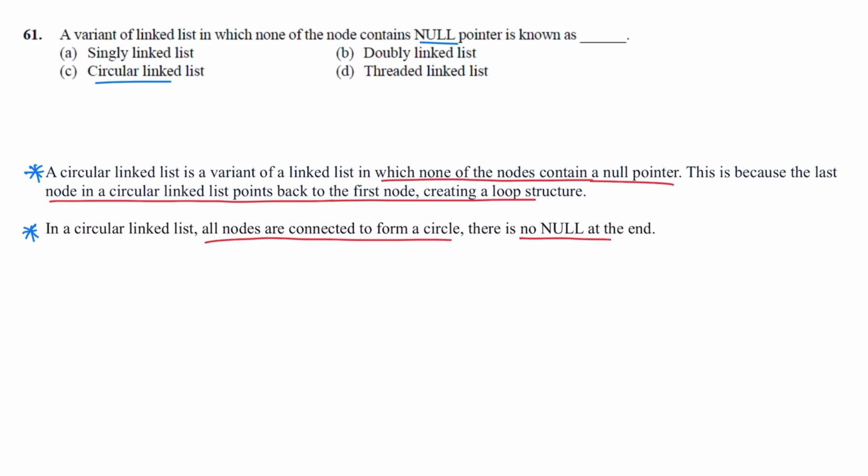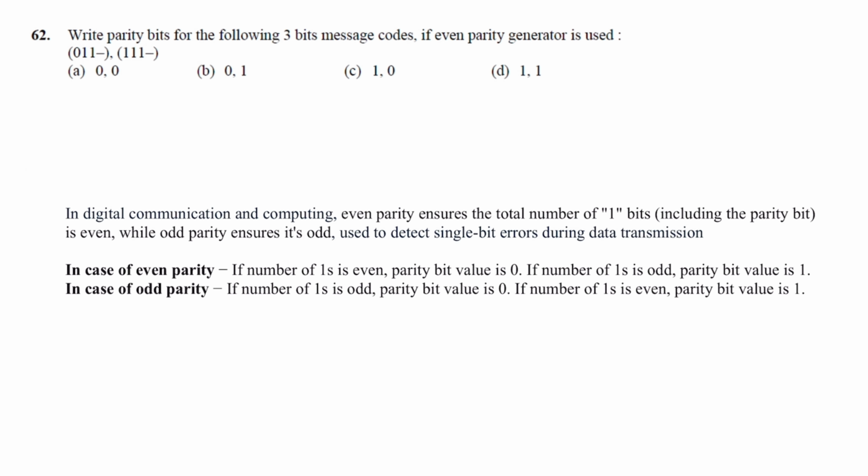Question number 62: Write the parity bits for the following 3-bit message codes if an even parity generator is used. In the question it has been mentioned, even parity generator. In digital communications, even parity ensures that the total number of ones is even, while odd parity ensures that the total number of ones is odd. Even parity and odd parity are used to detect single bit errors during data transmission.